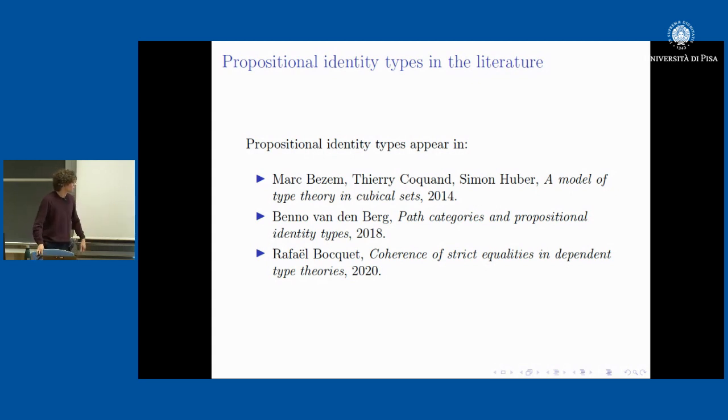Then there's this very important work by Benno van den Berg, in which he produces a notion of semantics for propositional identity types, which is based on this notion of path category. And more recently, Raphael Bouquet was interested in comparing type theories having weak equalities, so propositional equalities, to the corresponding type theories having strict equalities. So this was just a survey on where propositional ID types appear in the literature.